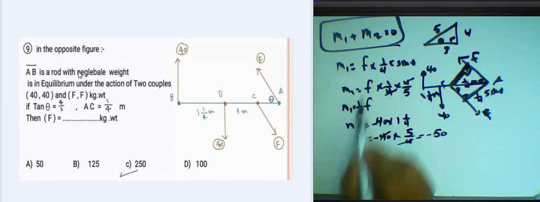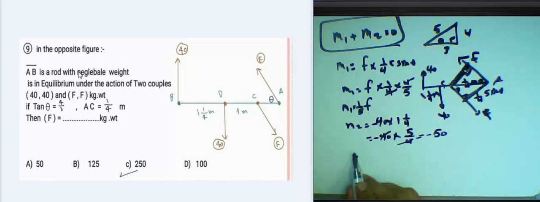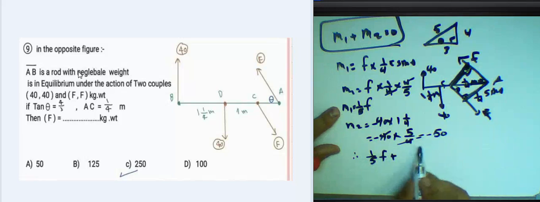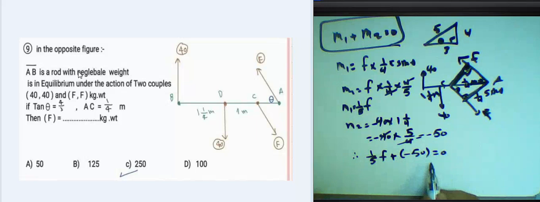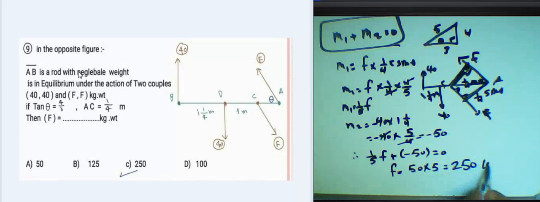So moment 1 plus moment 2 equals 0. Then we can add moment 1 here. It will be 5F plus moment 2, negative 50, equals 0. And then we can find F here. It will be 50 times 5 equals 200, and 50 kilogram weight. Okay, this is the result. Understood?